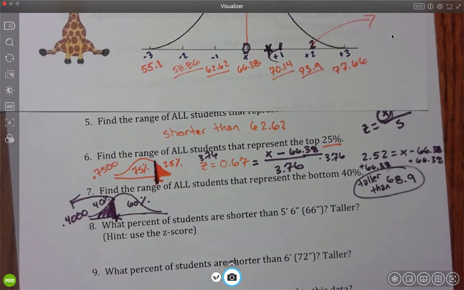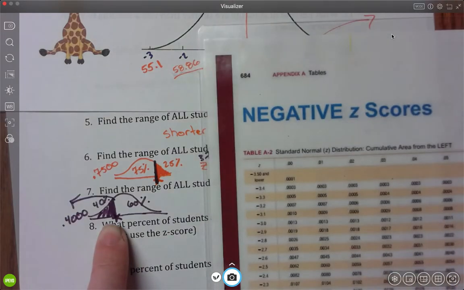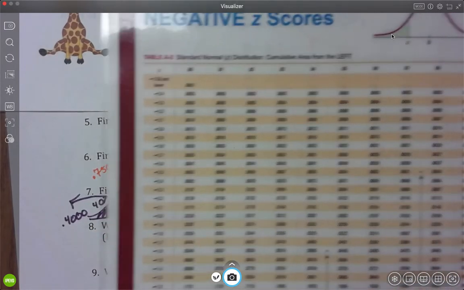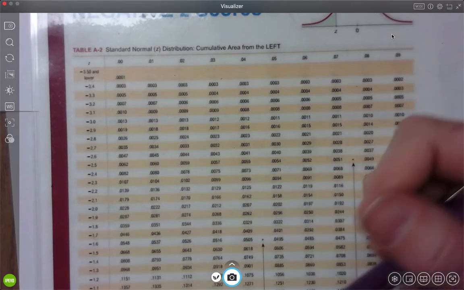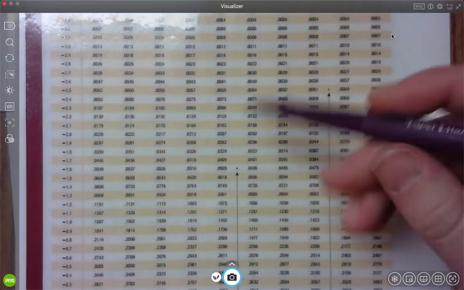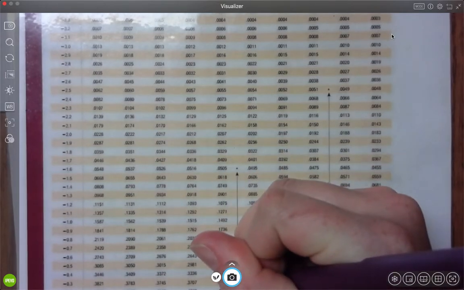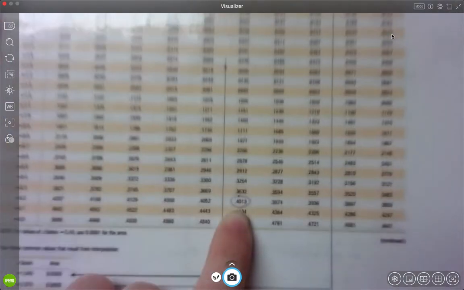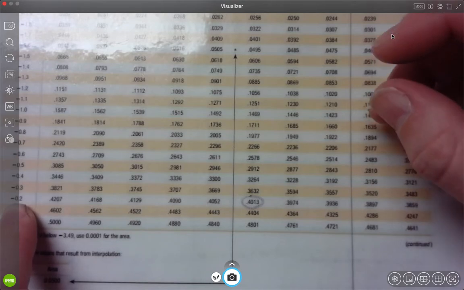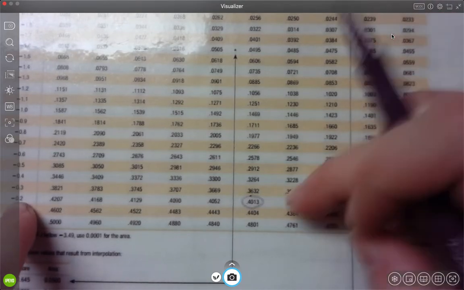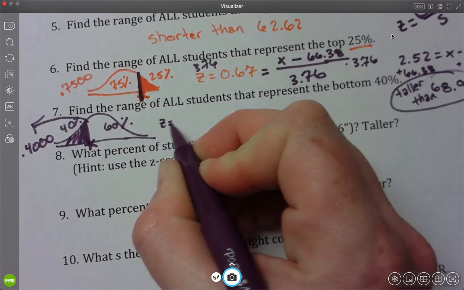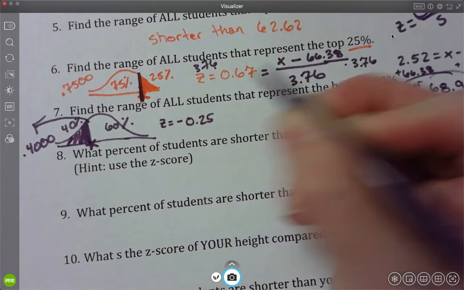Positive table versus negative table. I'm on the left side of the graph, so I'm going to be looking at the negative z-score table, and I want to find the percentage in here that's closest to 0.4000. So he's toward the bottom. This one is awfully darn close. 0.4013, I think, is as close as we're going to get. Right there, 0.4013. If I read them all the way over, that's going to be negative 0.25. So my z value that I looked up is negative 0.25.